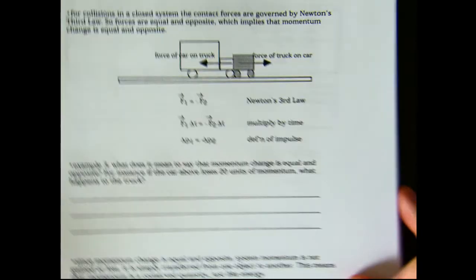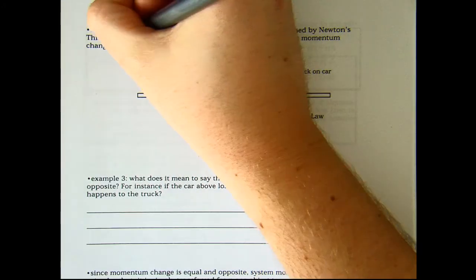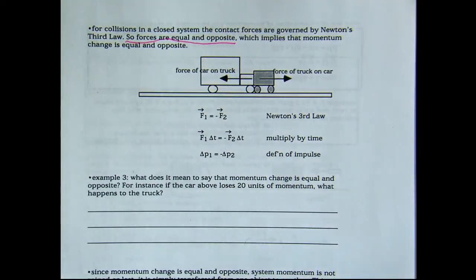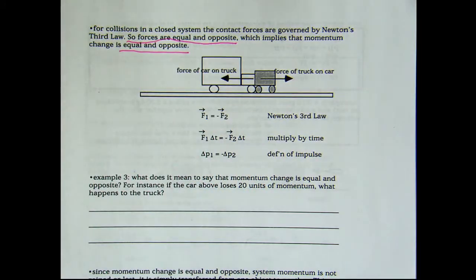So we're going to look at a bunch of these types of collisions. For collisions in a closed system, the contact forces are governed by Newton's third law, so forces are equal and opposite. I'm hoping I've convinced you of this, which implies that the momentum change has to be equal and opposite. Again, it's the impulse that helps the truck survive and the car get obliterated, but that's neither here nor there. We'll talk about that further.